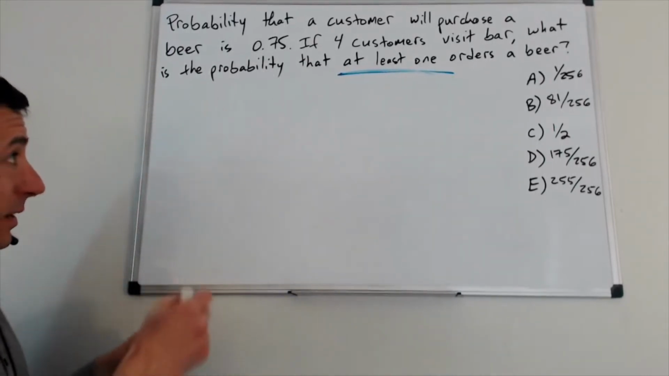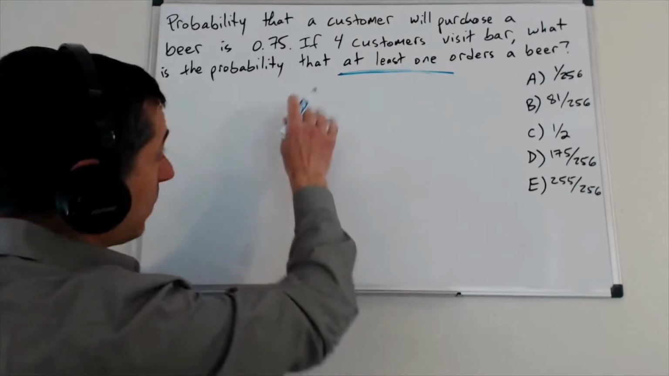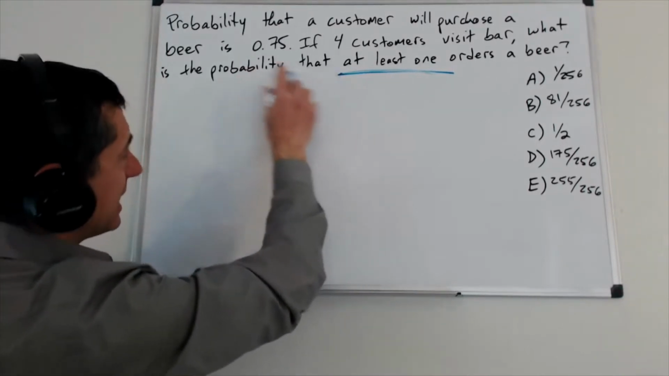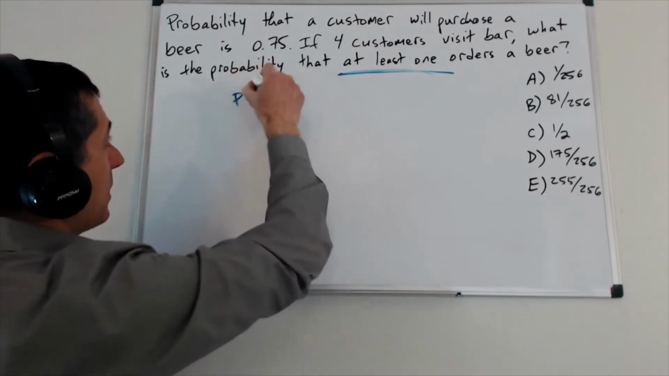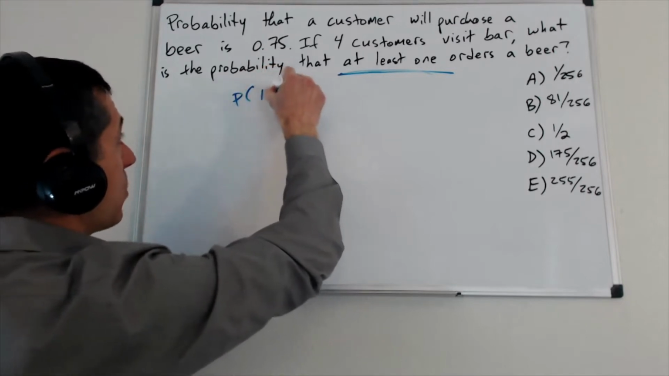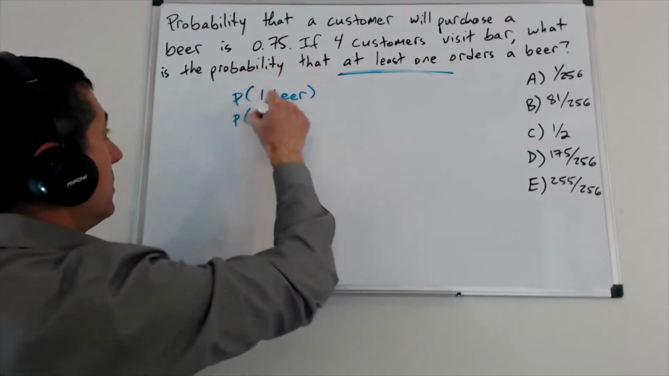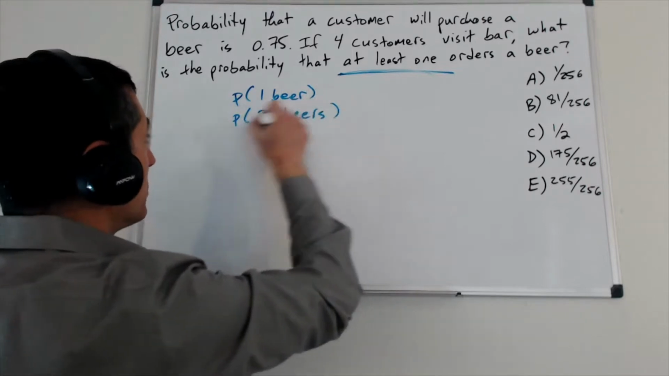Probably equally as common, I'll see students who are encountering this for the first time say, well, what does this mean? So the probability of getting at least 1, so I can calculate the probability of getting exactly 1 customer ordering a beer. So 2 customers order beers.